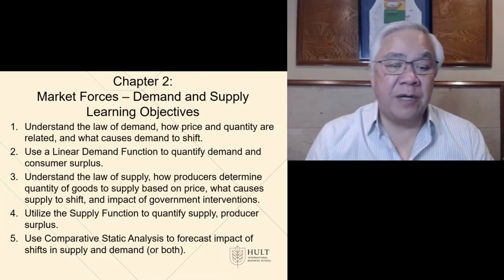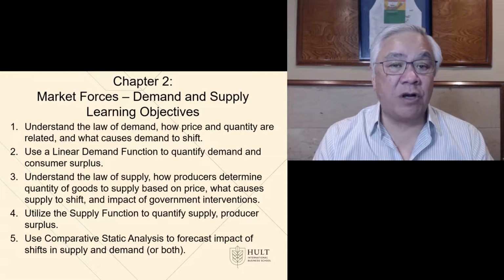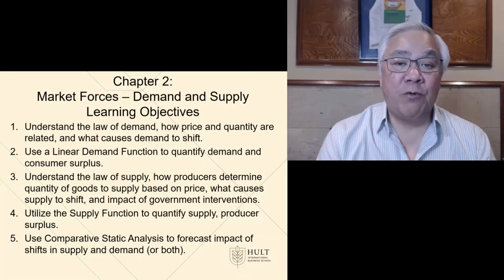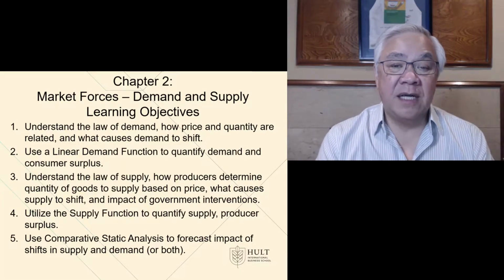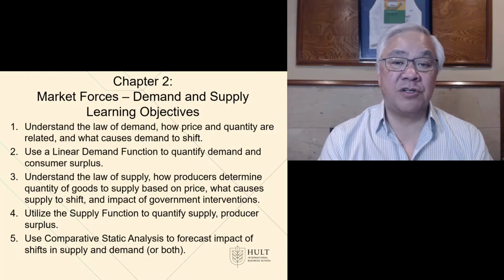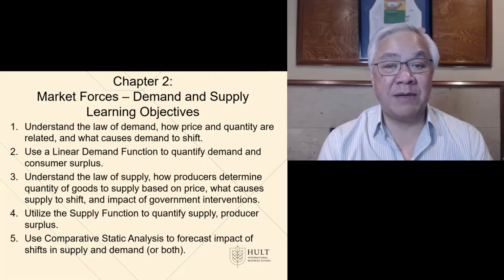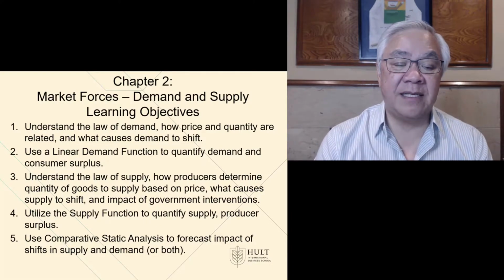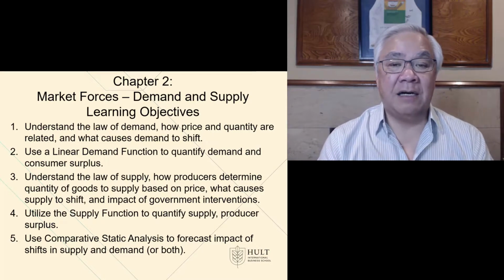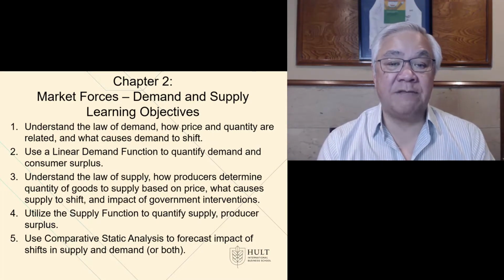So chapter 2, we have met these learning objectives. First, looking at the law of demand, how that works, what causes it to shift. Then we worked with some linear demand functions to quantify some of the attributes of demand, such as consumer surplus. Then we looked at the law of supply, how producers determine how much they supply, and capturing the impact of changes in the supply and their factors or government intervention.